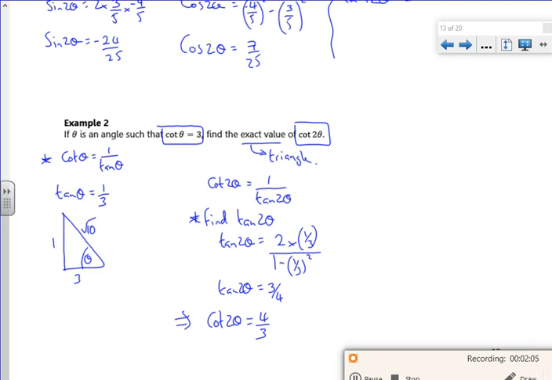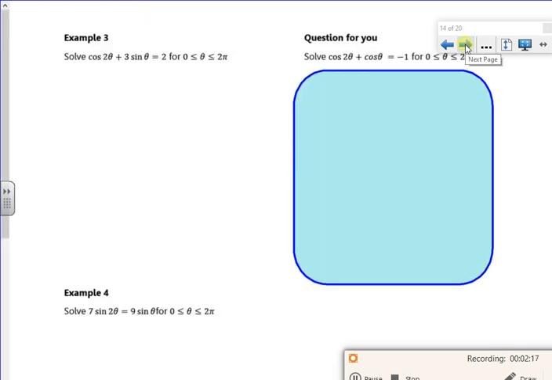Just make sure I've done that right in my head. Oh, do you know what's quite nice now? Get an even better example next. How good is that? Let's have a look. So we're on example 3, which is page 14. Right then.